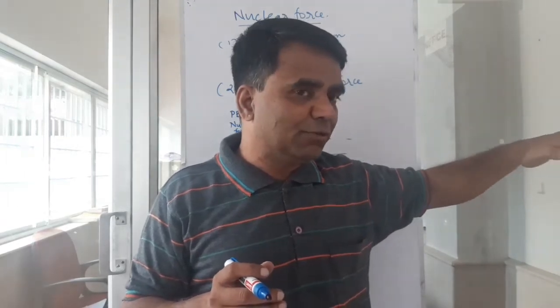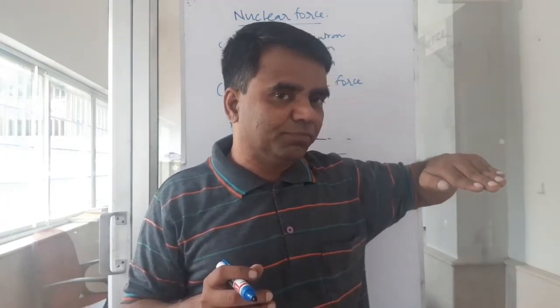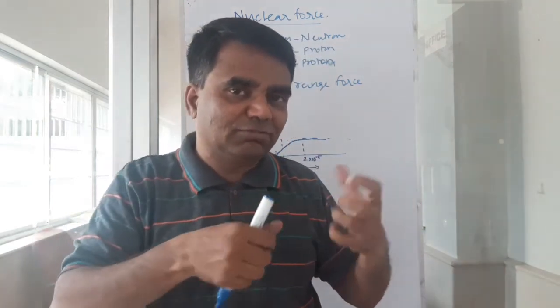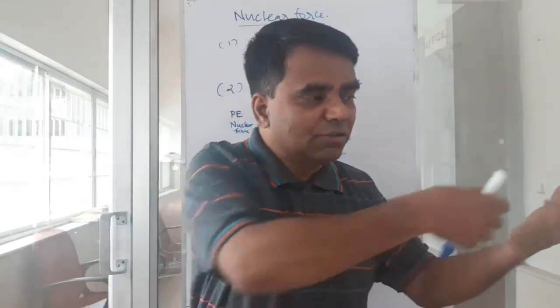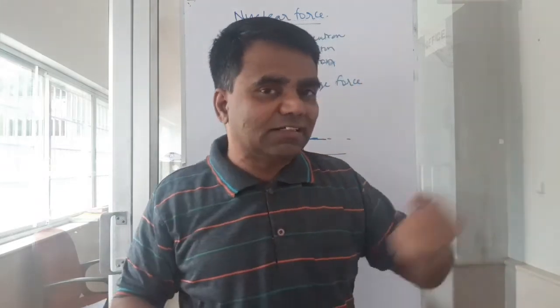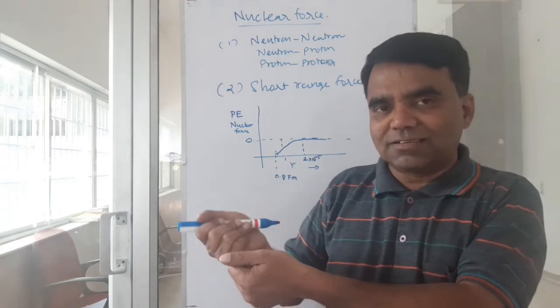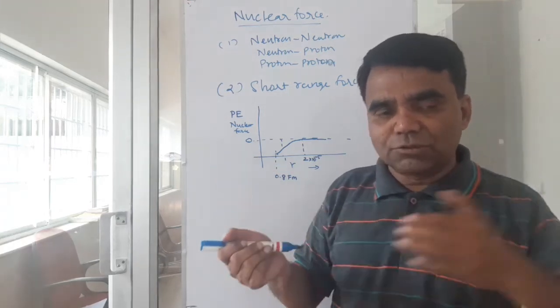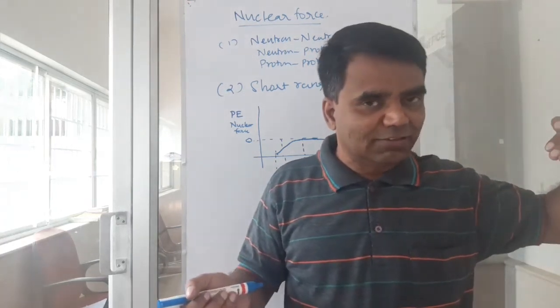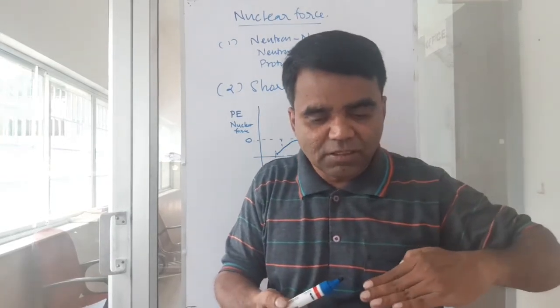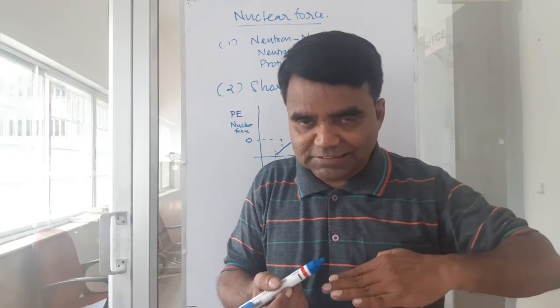But then you bring it closer and closer, then it starts attracting the nucleons, because the nuclear force is becoming dominant. As it attracts, you have to do work against it, right? You should not allow this to accelerate. So doing work against it, the potential becomes negative. So it keeps attracting, keeps attracting. At 0.8 femtometers, it's attracting still.